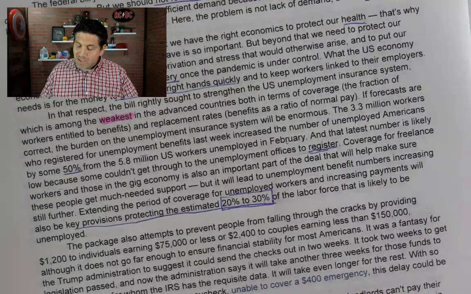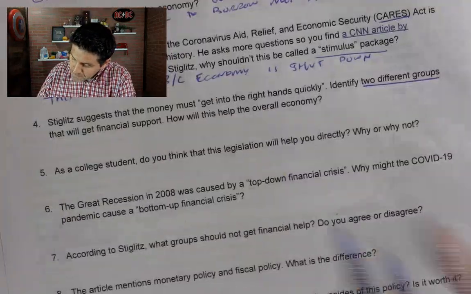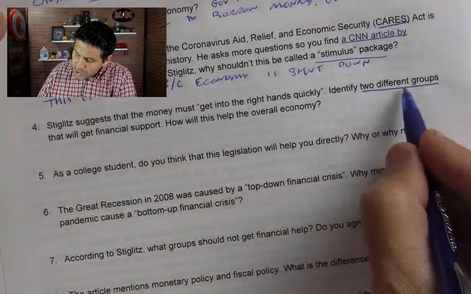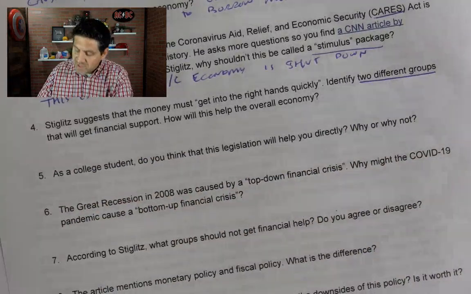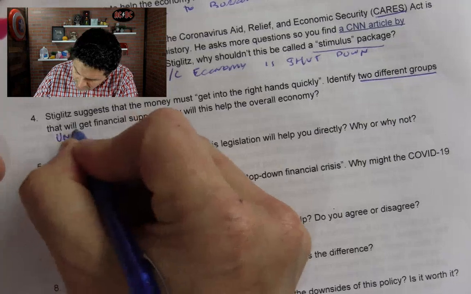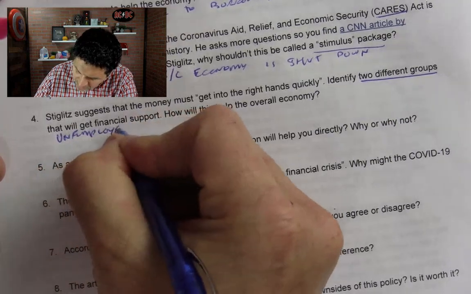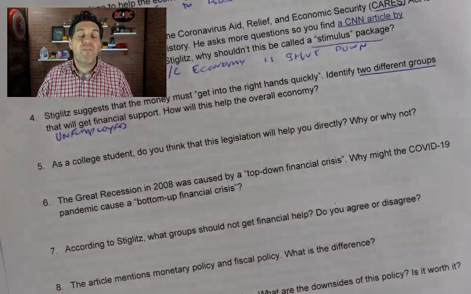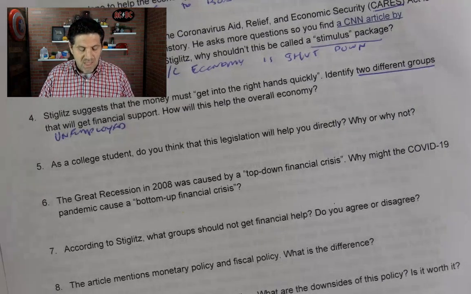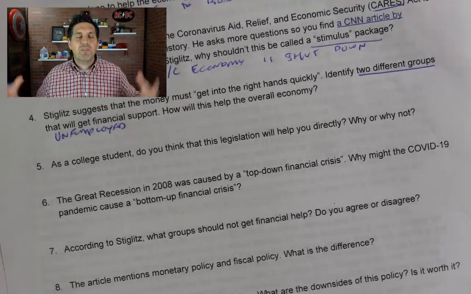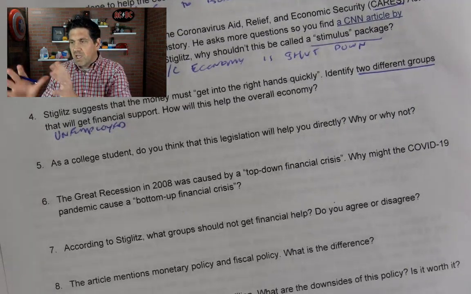Okay, let's get back to the actual question. We identified 2 groups so far. Who is the group he's talking about? Well, he's talking about the unemployed. The unemployed are one group of people who definitely should be getting the money first, because those are the people who are clearly hit. So when you're going to give a stimulus package, the key is, okay, we make sure we give it to the people that need it.